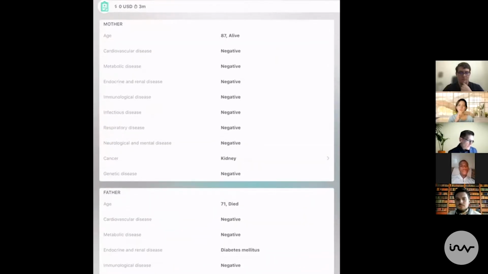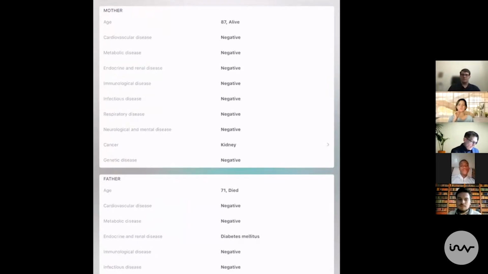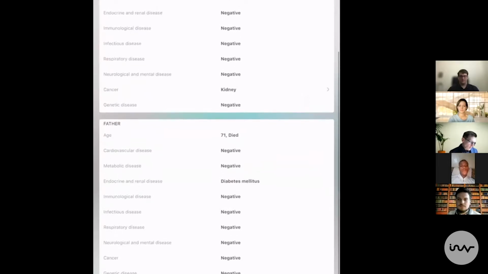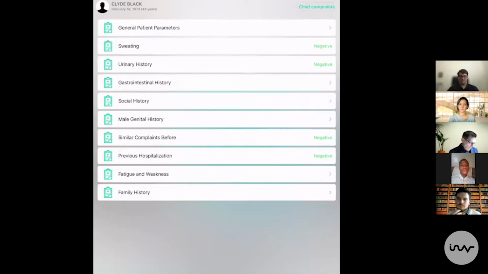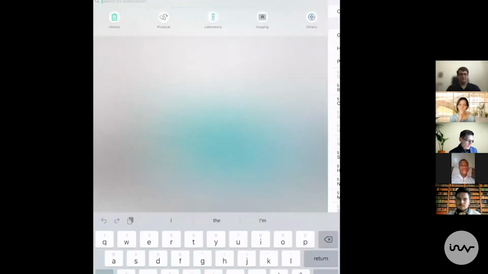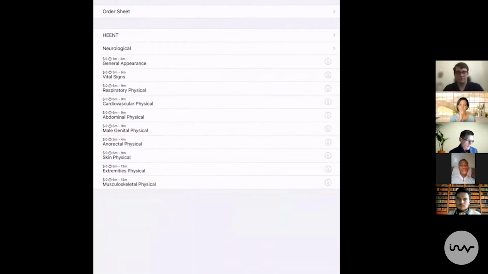So this is interesting. The mother is 87 years old and is alive, but you can see here at the bottom, mother cancer. The mother had a kidney cancer, and it was diagnosed when she was 82 years old, and she is alive 5 years later. And the father died already, and everything's negative except diabetes mellitus. I think we did most of the history. The rest doesn't seem to be very relevant, so we can go to the physical examination.